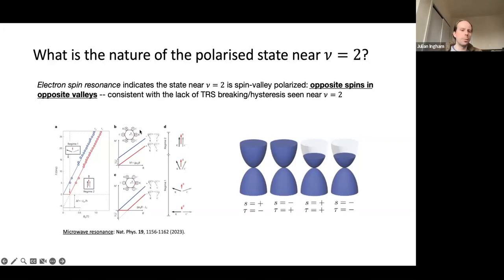Incidentally, this is the only choice of polarization that respects time reversal, because time reversal flips the spin and flips the valley, so opposite spins in opposite valleys gives us a normal state that is time reversal invariant, whereas any of the other spin and valley polarizations would break time reversal. And the absence of time reversal breaking in the polarized phase is also consistent with the lack of hysteresis seen near nu equals 2. So this is the polarization we should take as input to our RG.